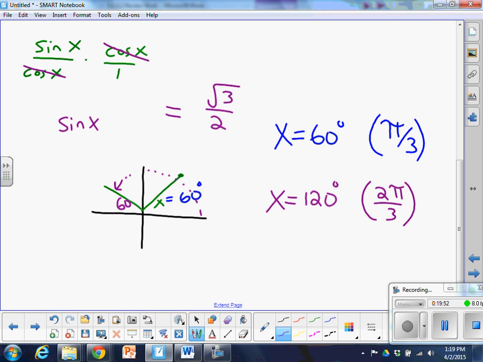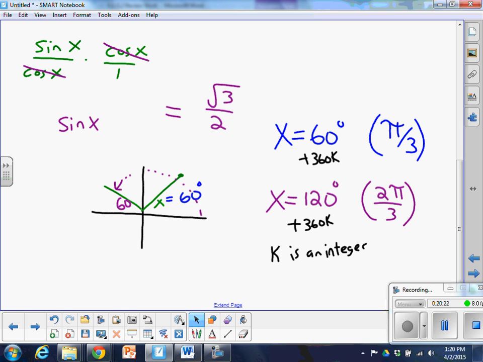Okay, so that'd be your answers. If they said give all real answers, you might need to add the plus 360k just to get all revolutions around the circle, depending on how the directions are stated. Where k can be any integer, you can go around the circle as many times as you want, or negative times if you want, or just once, or no times at all. And you'd just be with the 60 and the 120. All right.